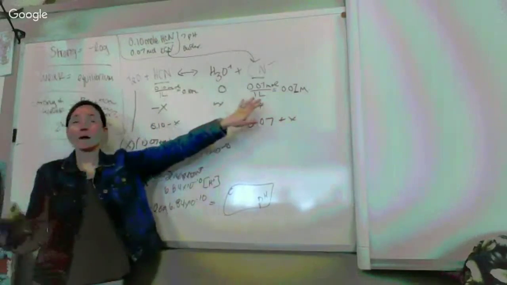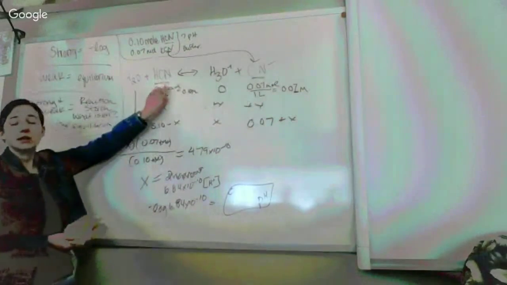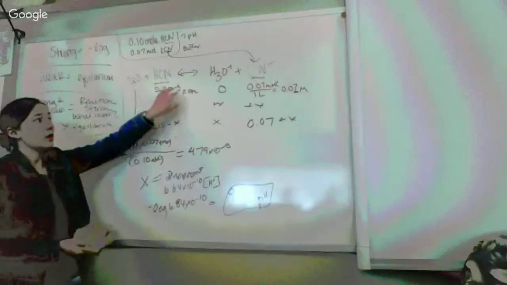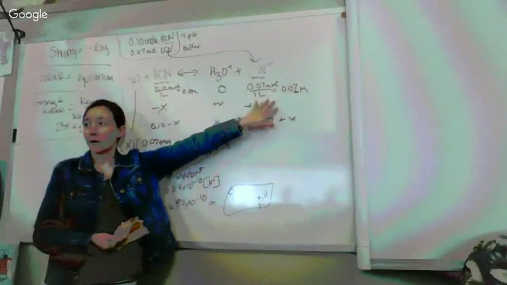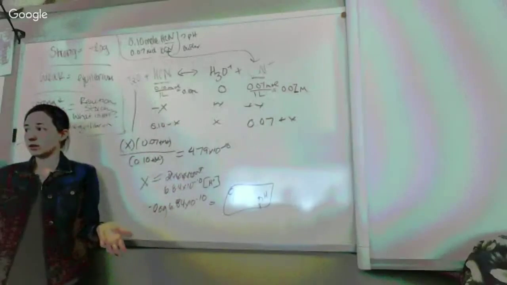So when I add some hydrogen, it has the ability to react with the CN minus. If I add some hydroxide, it has the ability to react with the HCN. You have to have both components for a buffer. So that's why I had to put in both parts to add those pieces.